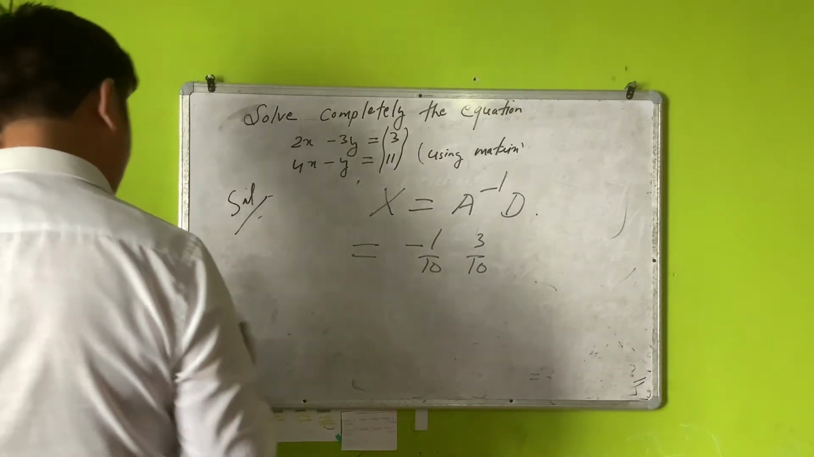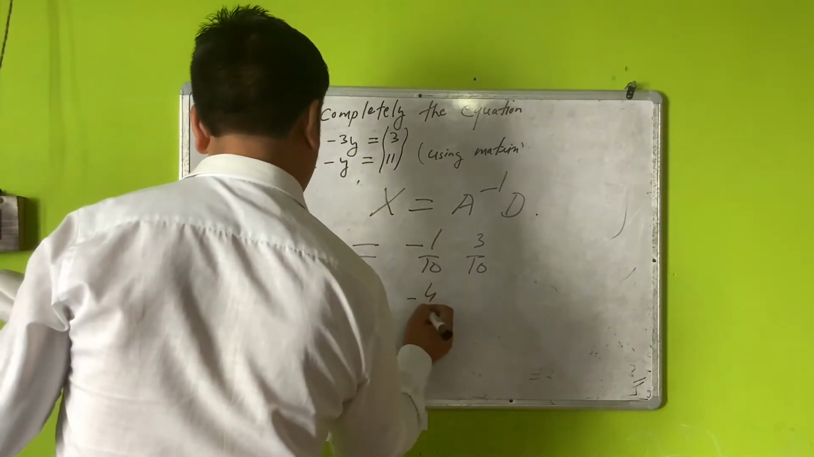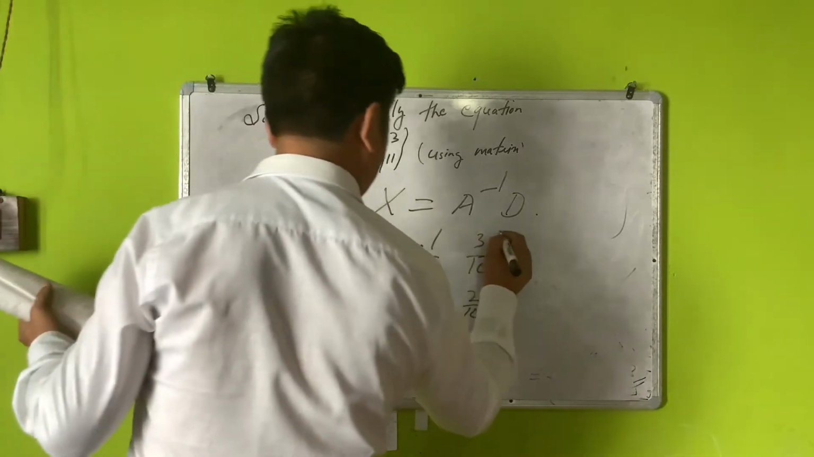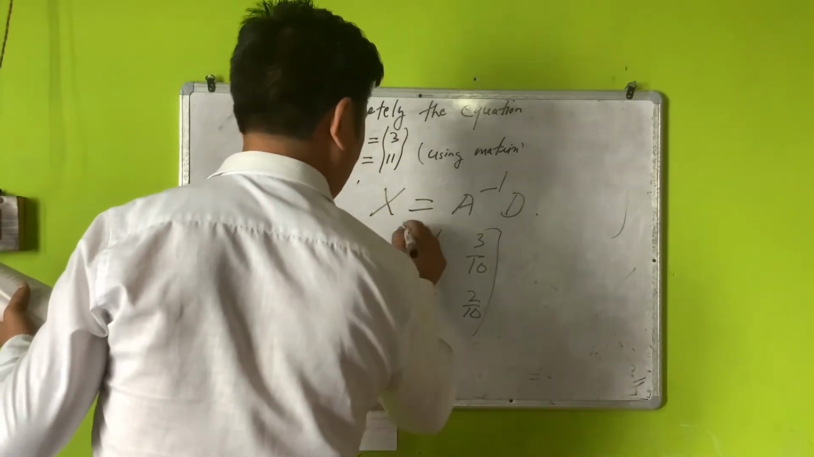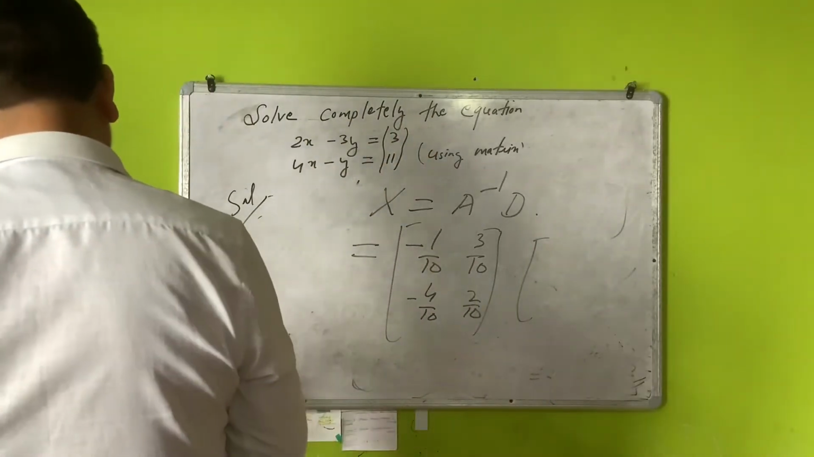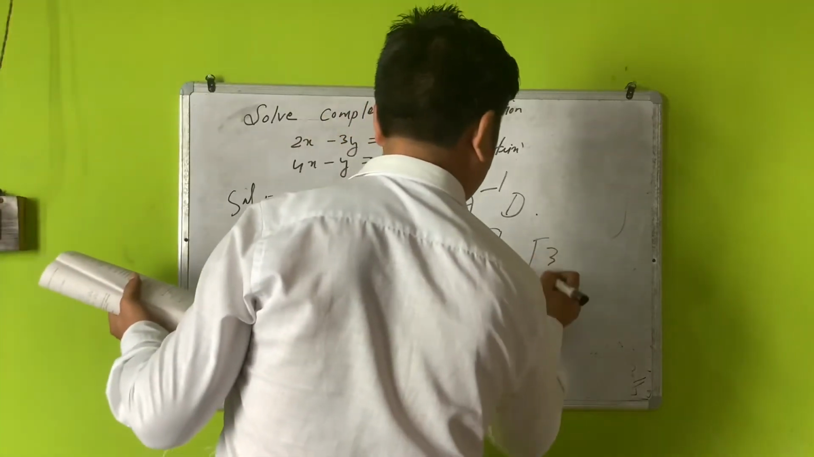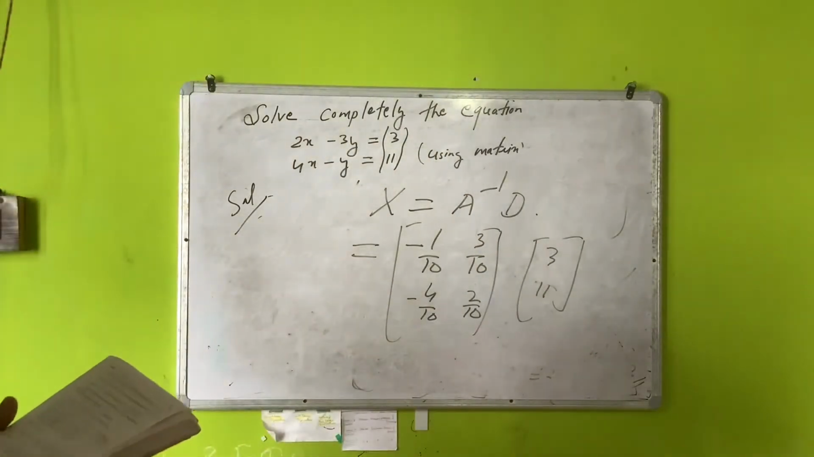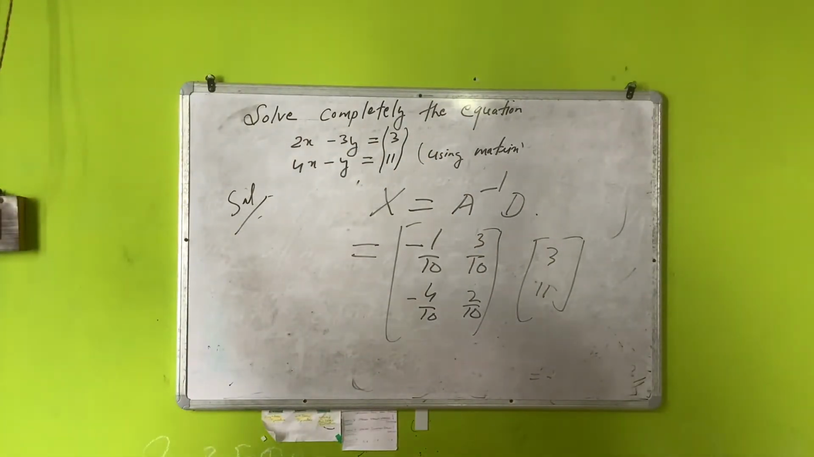Three by 10 minus 4 by 10, 2 by 10, right? D is what? 3 by 11. Okay, 3 by 11. Now you have to multiply this.